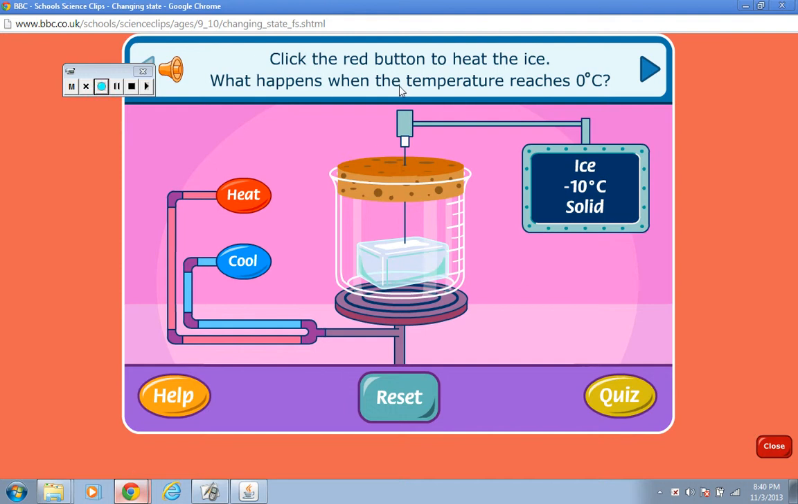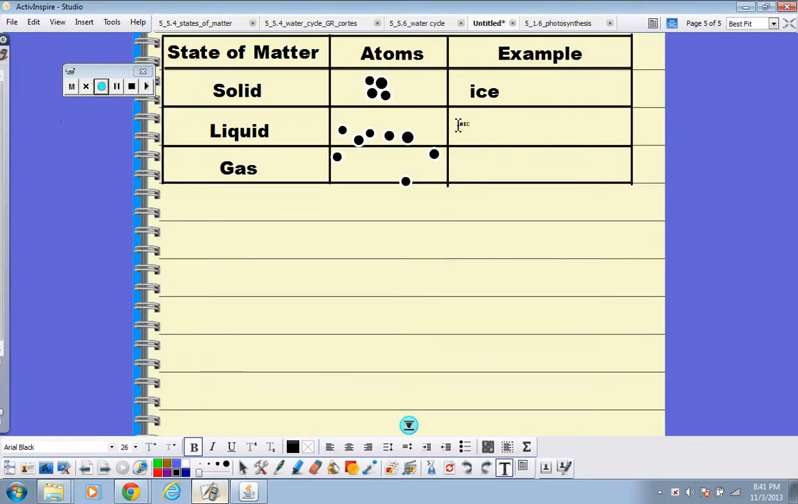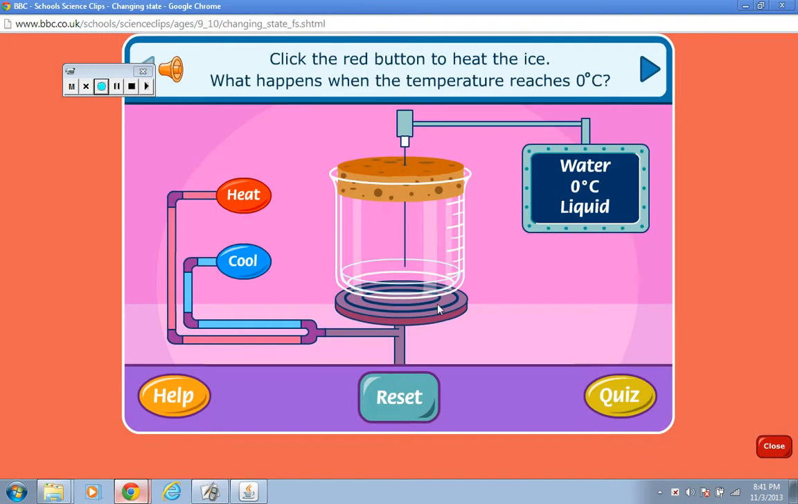And this says what happens when the temperature reaches 0 degrees. So we're going to heat it up. Let's see what happens. If I press the heat button, there we go, 0 degrees. Oh, and the ice melted. It turned into water, which it says right here is a liquid. So let's go ahead and write that for our example of liquid. A good example of liquid is water. And then we can look back. The ice, when I heated it up, melted into a liquid.